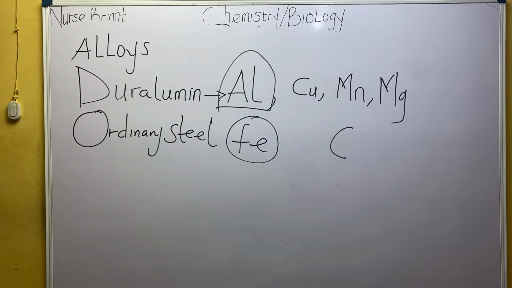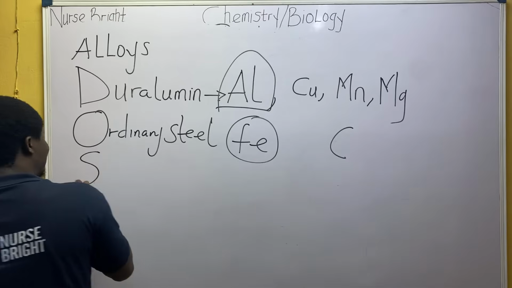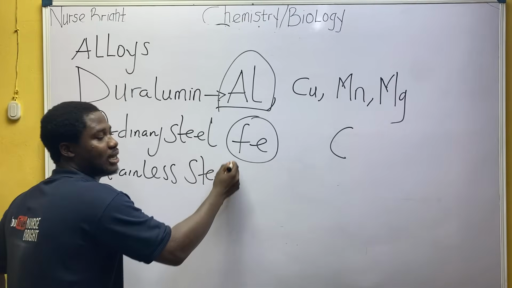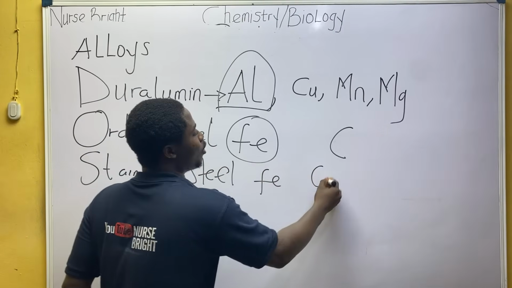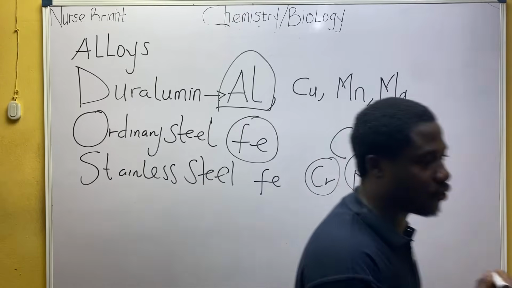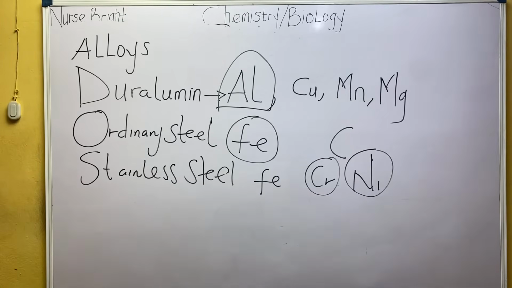For stainless steel, listen. I have detailed lessons on all these in my 8 hours lesson. Stainless steel is iron, chromium, and nickel. Stainless steel is used for making cutleries and surgical instruments. Stainless steel is used for making what? Cutleries and surgical instruments.